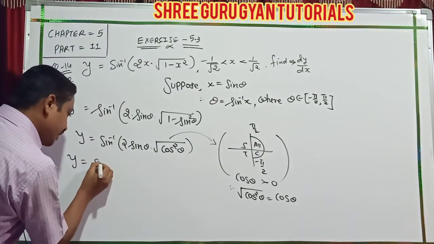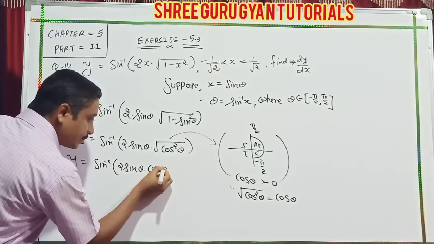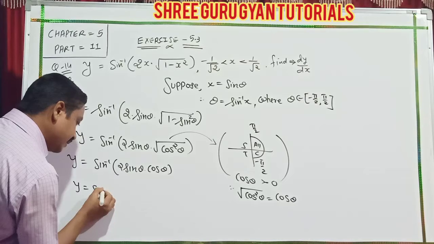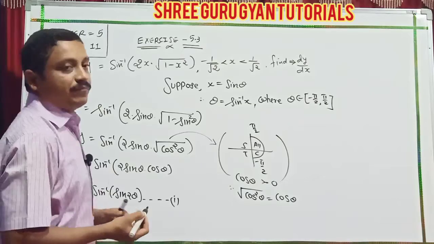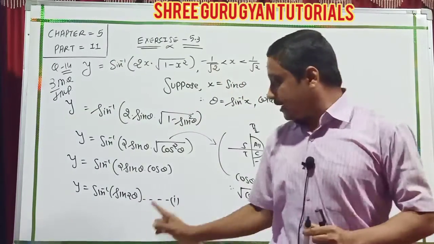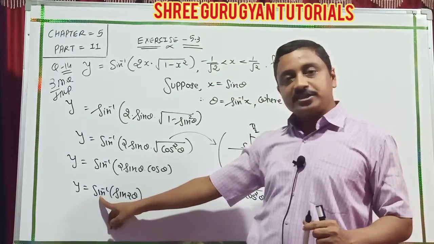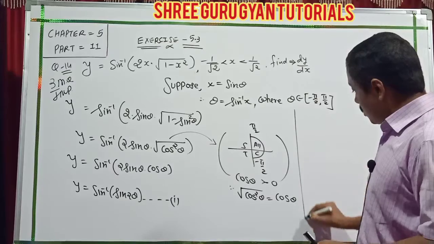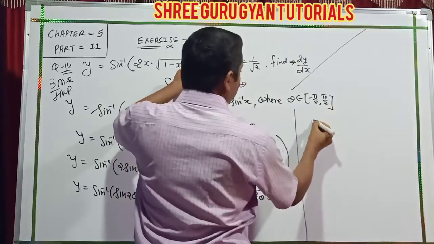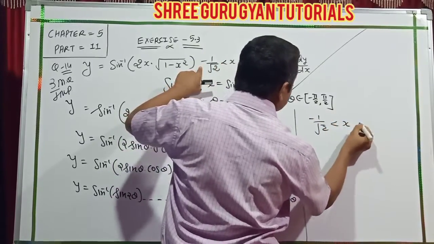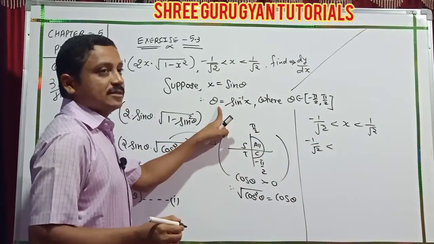So y is sin inverse of 2 sin theta cos theta, and I think you know that it is sin 2 theta. Here I write it as statement 1. Now students, I check whether this 2 theta covers the range of sin inverse or not. So I go to the condition part, minus 1 by root 2 to plus 1 by root 2. Just putting their values. What is x? Sin theta.